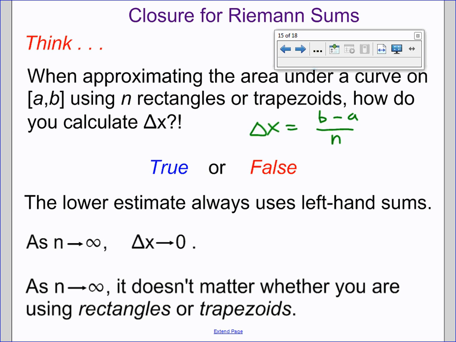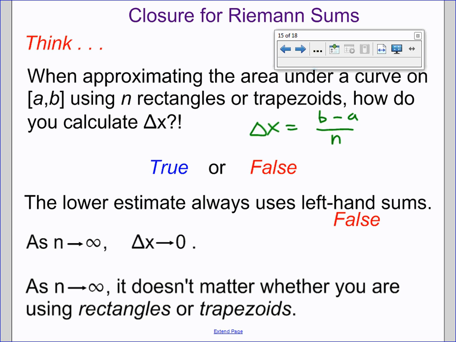The lower estimate always uses left-hand sums. What do you guys have for that? Go ahead and share with the class. Savannah and Quinn? False. The lower estimate just uses the least function value in each subinterval to determine the height of the rectangle, right? It doesn't have to be the left-hand side. It could be the right-hand side, depending upon the shape of my curve. Thank you. Raise your hand if you have false for the first one. False for the first one, great.